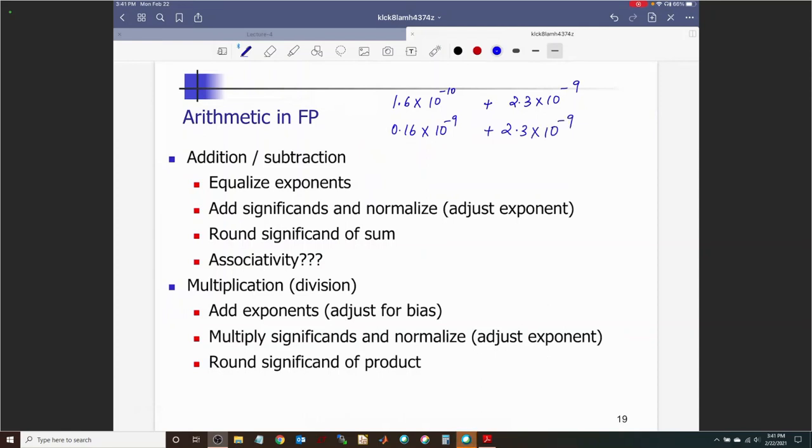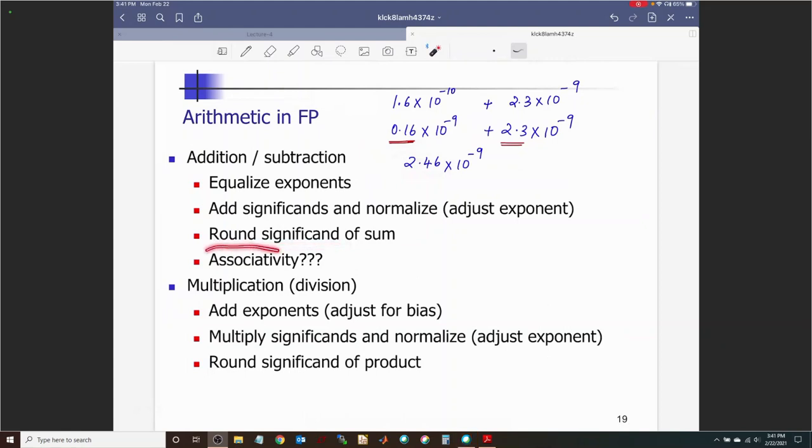Once you do that, you just add the significands, right? You add that number to that number. What do you get? Well, you get 2.46 multiplied by 10 to the negative 9. And you normalize, which means only one non-zero digit to the left of the decimal place. In this case, decimal, but when you are looking at binary, it would be the binary point. And if you needed to round the significand of the sum, in this case 2.46, you would round that.